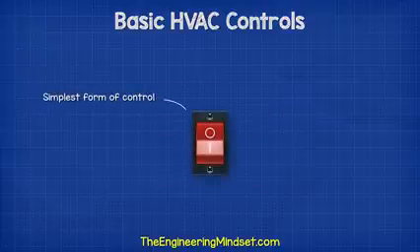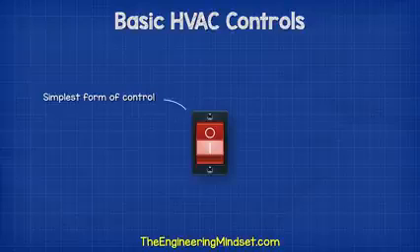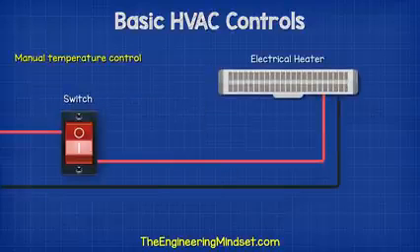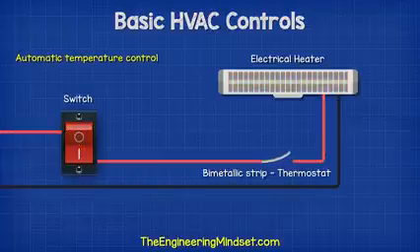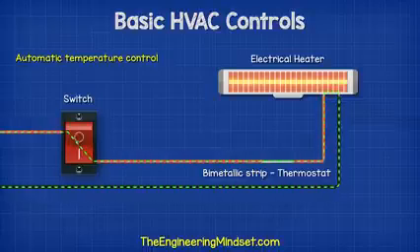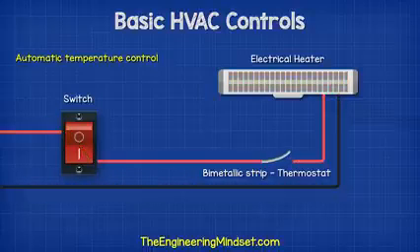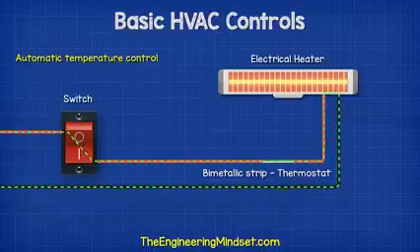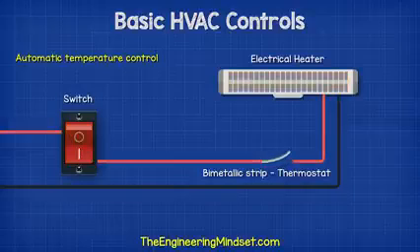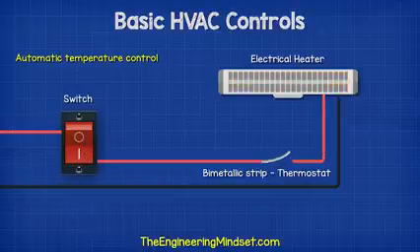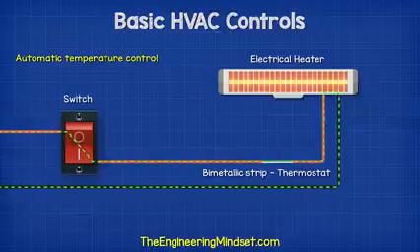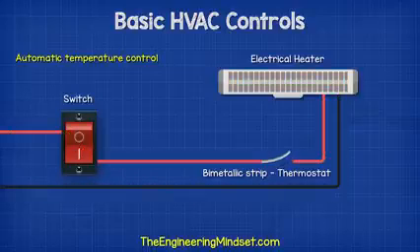The simplest form of control is an on-off switch. For example, to control the heat output from an electrical heater, we can manually switch it on or off. We could automate this, for example, with a bimetallic strip which acts as a thermostat. The strip bends as it warms up, and at a certain temperature, it will bend enough to disconnect the circuit and turn the heater off. As it cools down, it completes the circuit again, and the heating turns on automatically.